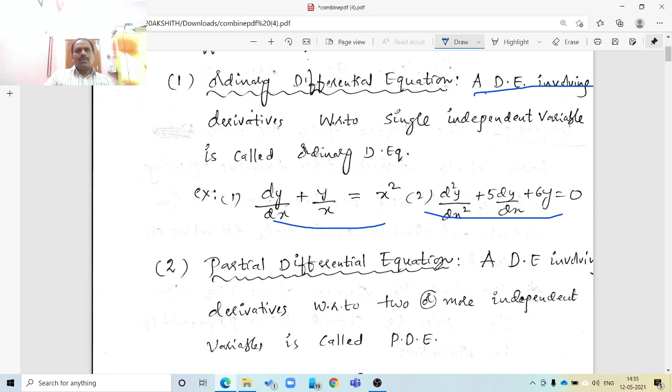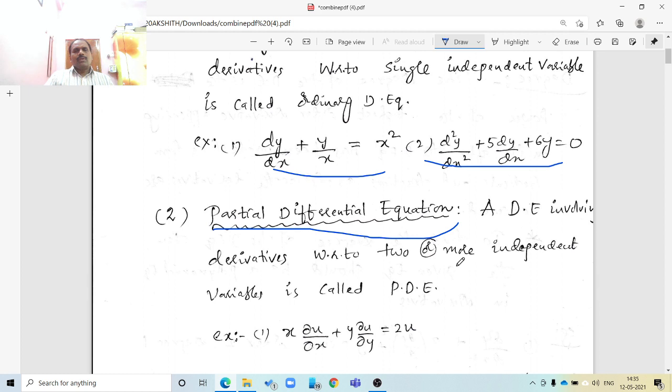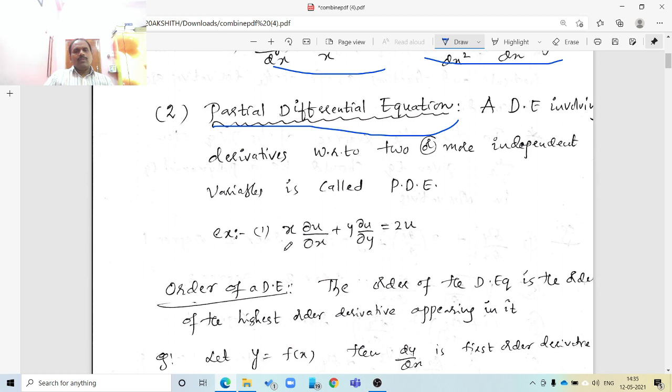Next we are going to define a partial differential equation. It is a differential equation involving partial derivatives, that means derivatives with respect to two or more independent variables. This is an example: x ∂u/∂x + y ∂u/∂y = 2u. You can write so many examples here. Today we are going to deal with ordinary differential equations.